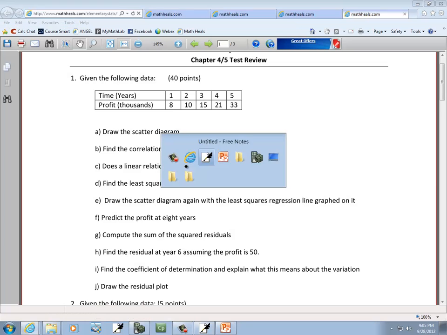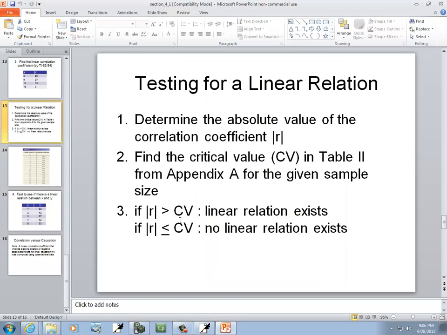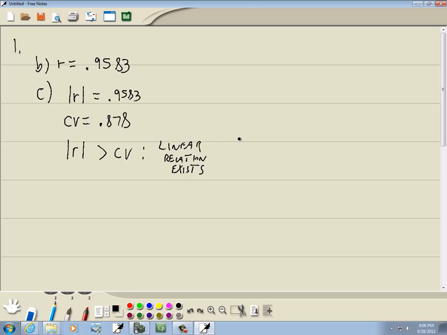And that's just off the PowerPoint here. If absolute value of r is greater than critical value, linear relation exists. Now if it's less than or equal to, then no linear relation exists. Okay.